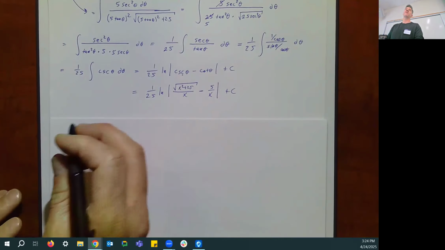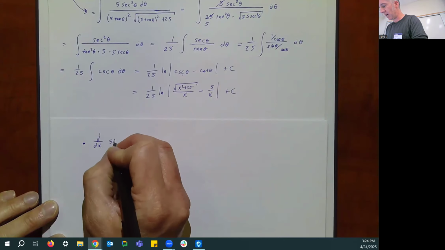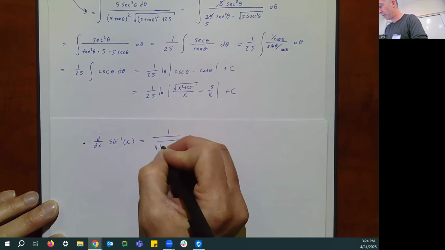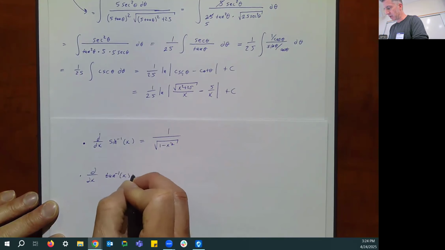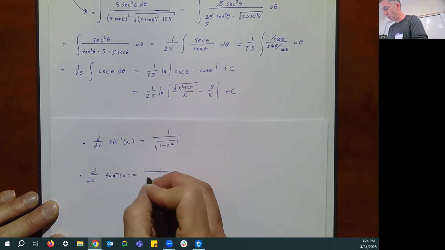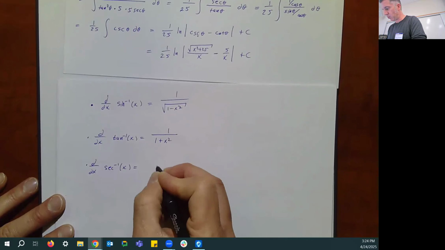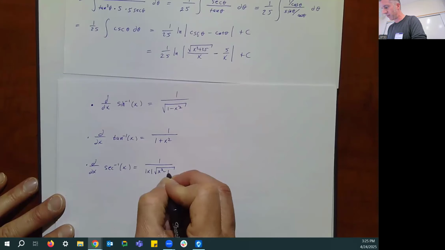So I'll remind you all, the derivative of inverse sine of x is 1 over the square root of 1 minus x squared. The derivative of inverse tangent of x is 1 over 1 plus x squared, or x squared plus 1, either way you like to write it. And the derivative of inverse secant of x is 1 over the absolute value of x times the square root of x squared minus 1.